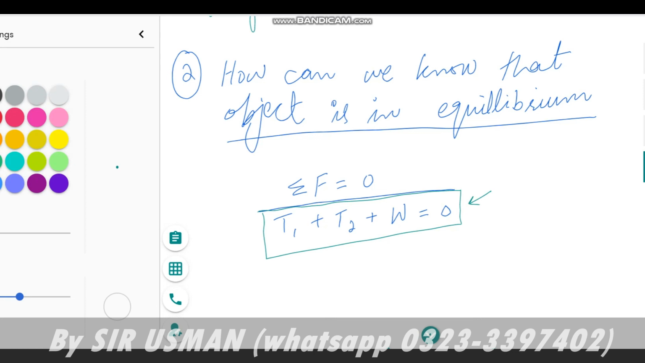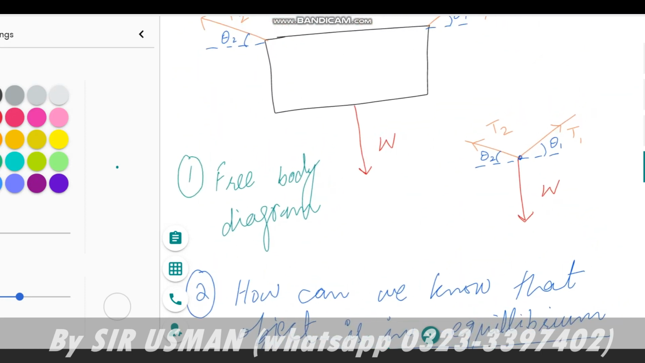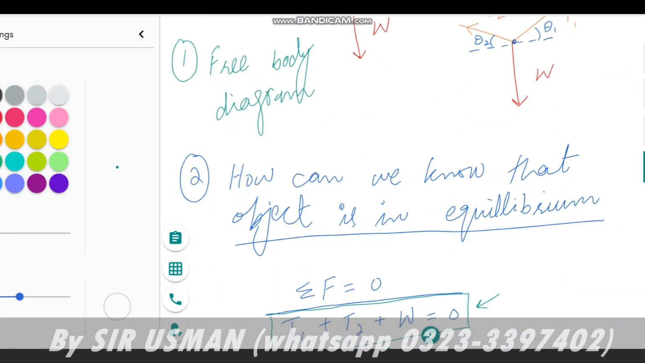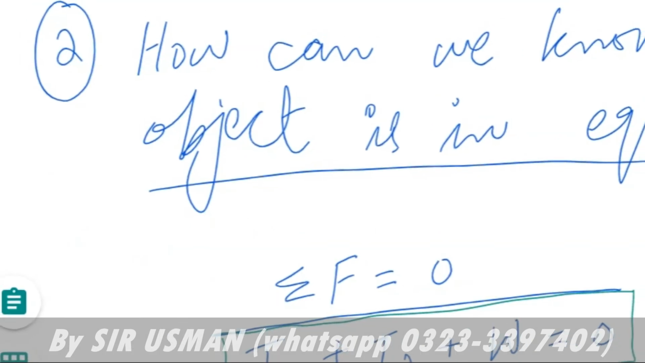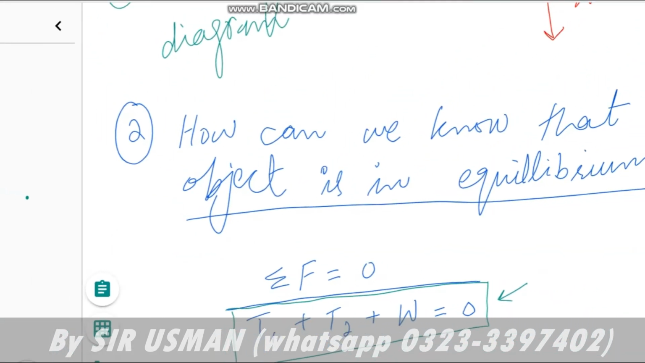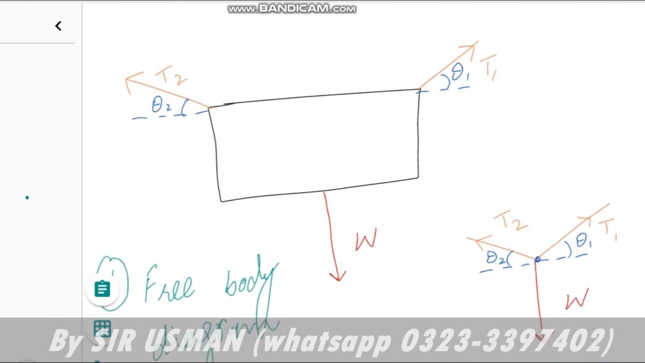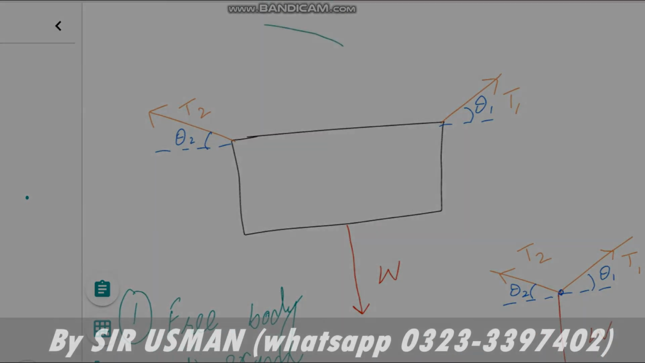But how can we know that the forces sum to zero? We are saying that the object is in equilibrium, and we are also saying that the sum of forces is zero. So how can we get to know that the sum of forces is actually zero?